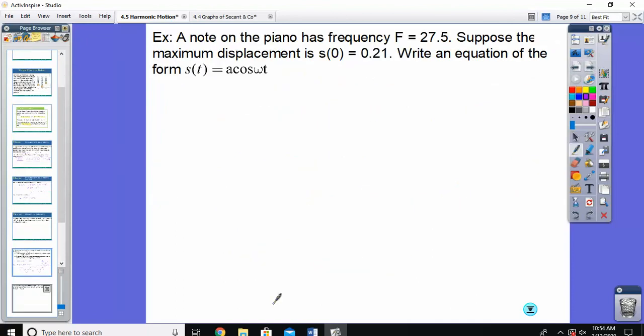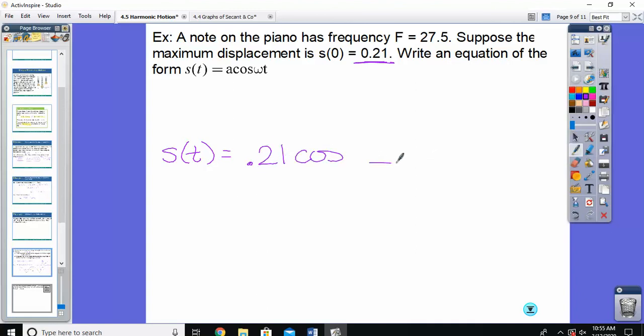Let's look at this one. A note on the piano has a frequency F equals 27.5. Suppose the maximum displacement is S of 0 equals 0.21. Write your equation. So at time 0, we started out with a height of 0.21. What is that? Amplitude. Would I need a negative? No, because I started out positive. So it's just a positive 0.21 cosine.